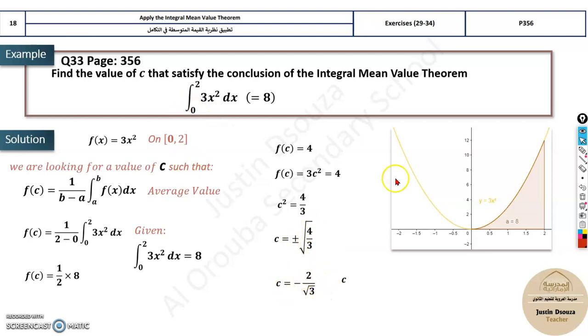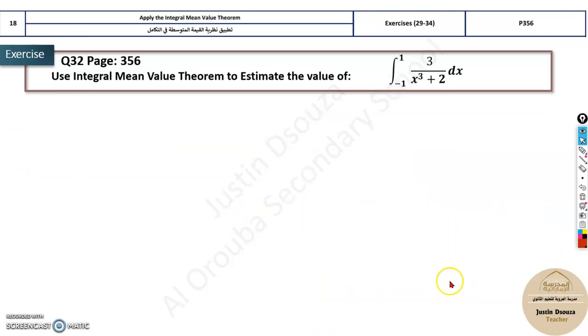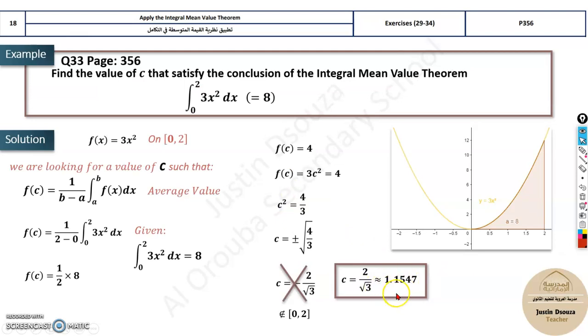But look over here. The negative value is beyond the limit. Is a limit less than 0 considered? No. So this is a wrong value. You don't consider the negative, only consider the positive value. Check the limits. Is it within this range? Yes. 1.15 is somewhere over here, and the limit is below 2. The value of what we found is below 2. Yes, that is the correct answer. So this only belongs to the domain of 0 to 2. So the C value is this.